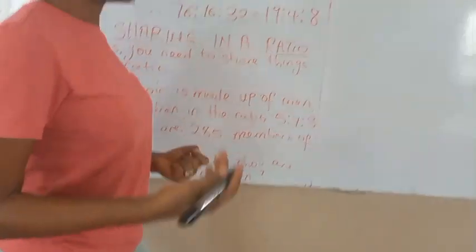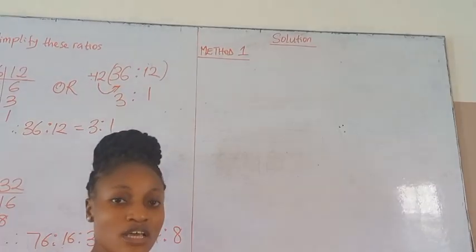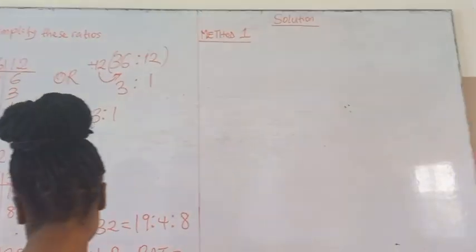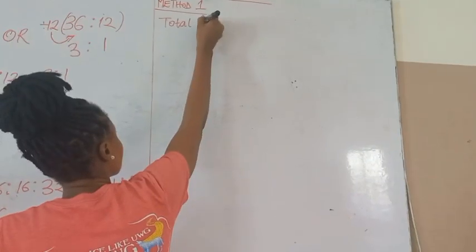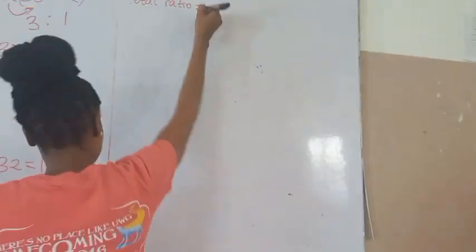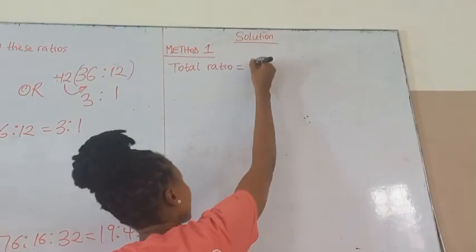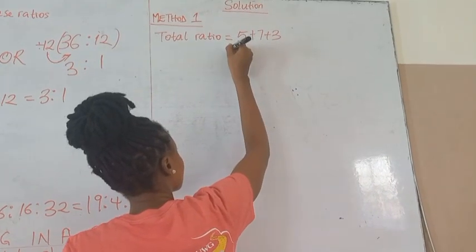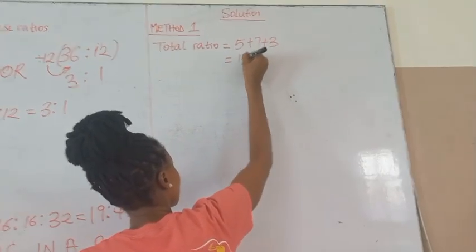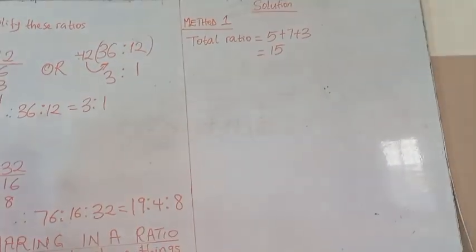Let's start with method 1 because we have 2 methods to solve this. This first method and another method known as the unitary method. So let's begin with method 1. Method 1 says we find the total ratio. That means you're going to add the ratios together. 5 plus 7 plus 3 gives 15.